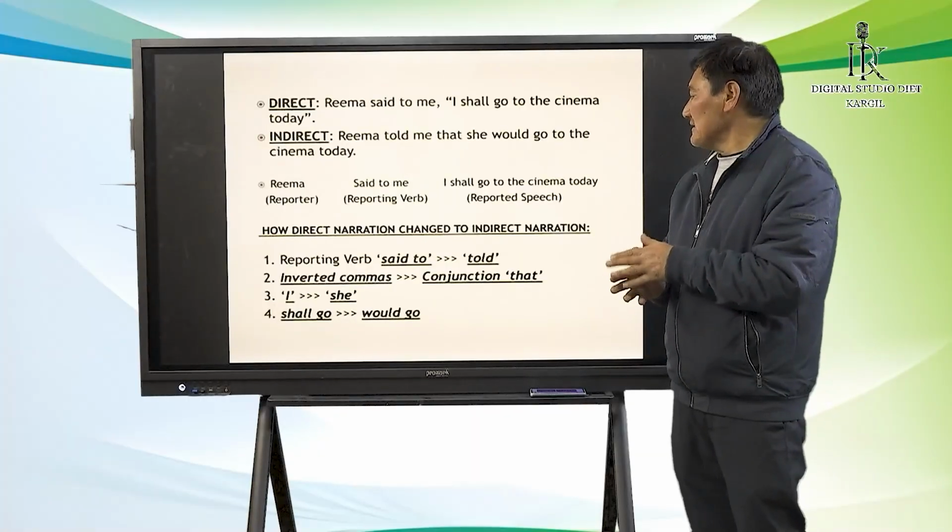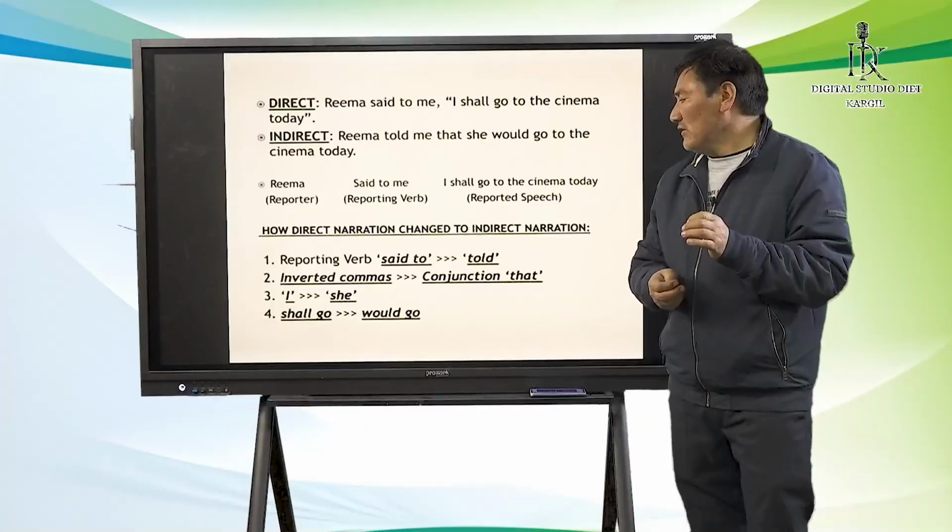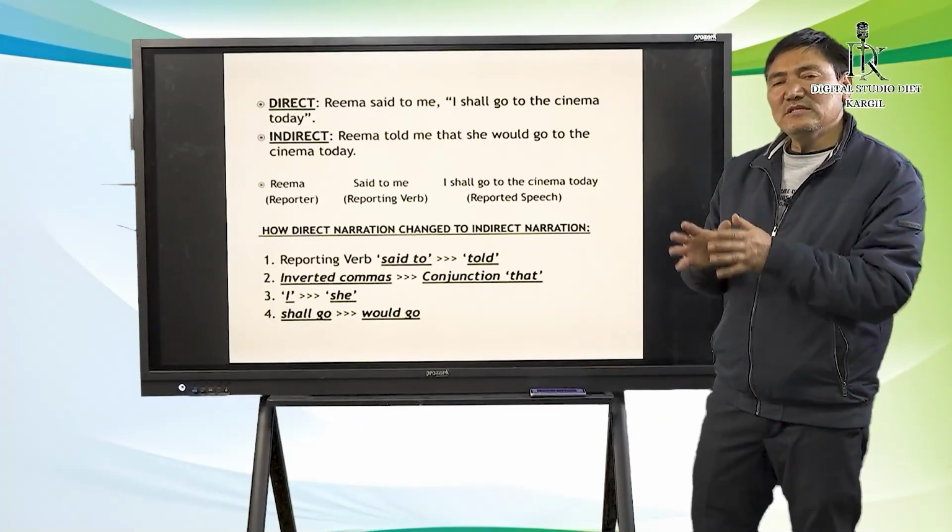How is direct narration changed to indirect narration? So, here the reporting verb "said to" is changed into "told".